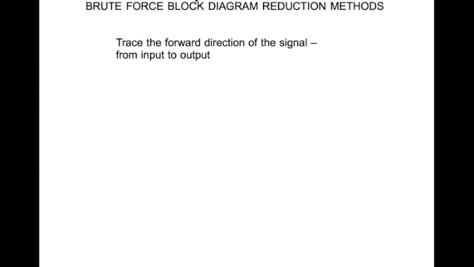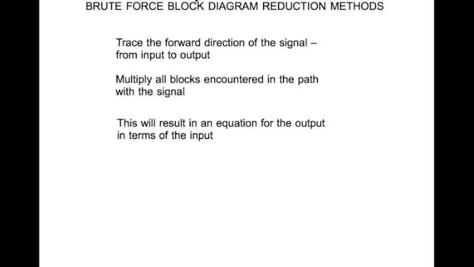So there are a few steps that you need to follow. First step is you need to trace the forward direction of the signal from input to output. When you encounter blocks in the path, you multiply the transfer function of the blocks with the signal, and in the end you'll get an equation that relates the output in terms of the input, and from that equation you can derive the transfer function. Now let's look at a simple example and then we'll go on to a more complex example.